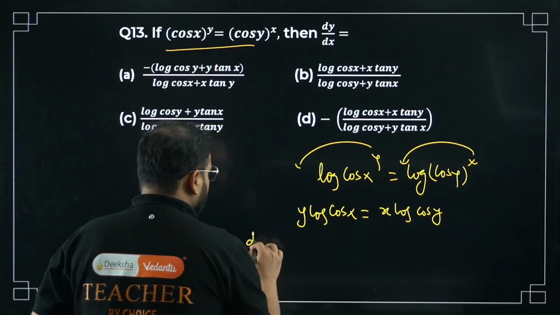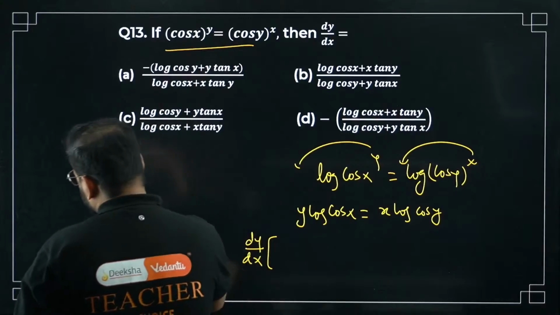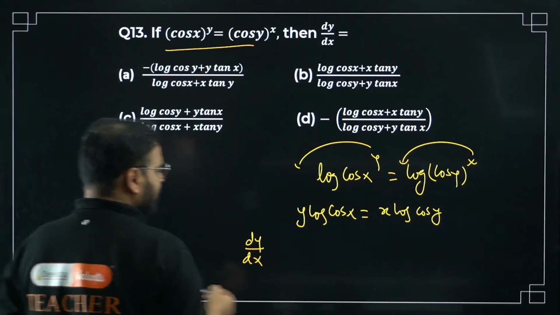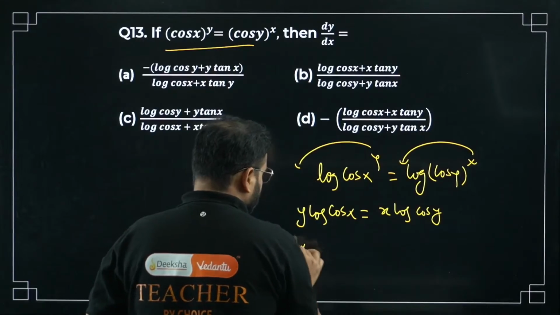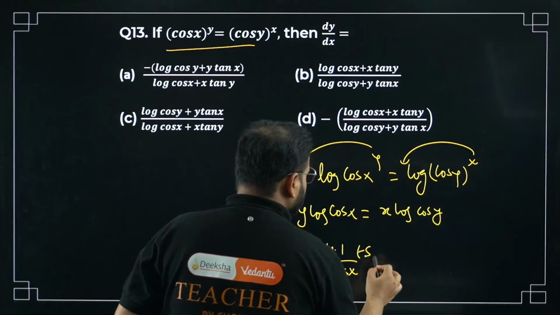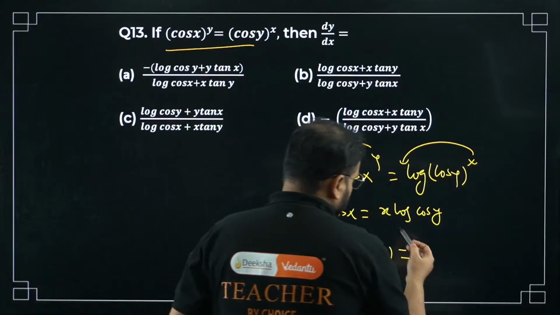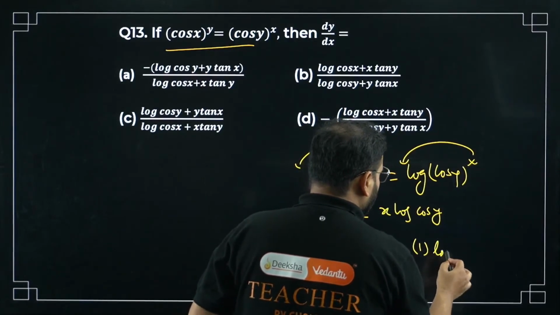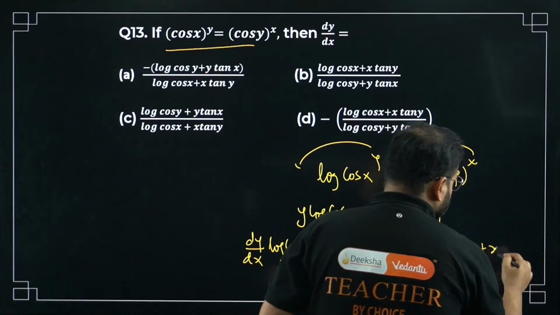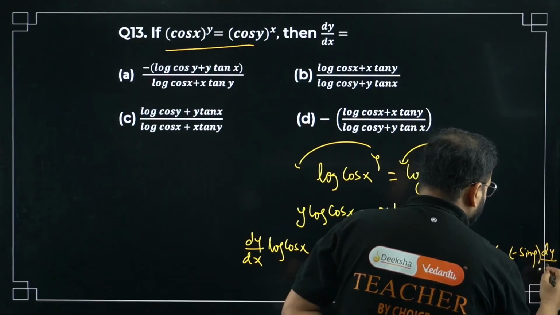So you will have dy by dx times log cos x, which remains as it is. Then keep y as it is. Differentiate log cos x, you'll get 1 by cos x, and here you'll have minus sign. This is for log, this is for cos. Now the other side: the derivative of x comes out as 1, keep log cos y as it is. There comes a plus sign. Now you have x as it is, by cos y times minus sin y dy by dx.